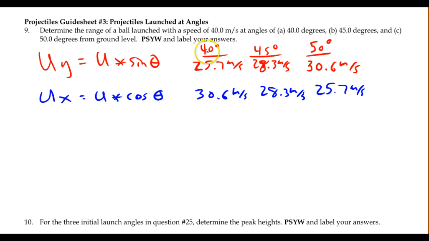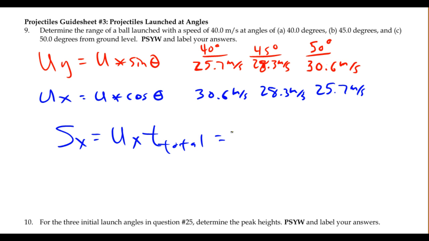For each of the three angles, 40 degrees, 45, and 50, I've calculated the uy and the ux. Notice that they switch positions. So the sine of 50 is the same as the cosine of 40. So they're really just switching locations. If I want to find the distance in the x, I'm going to take the velocity in the x multiplied by the time that it takes to make the total flight.